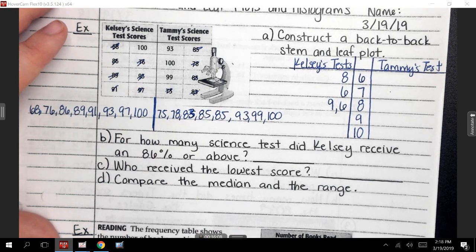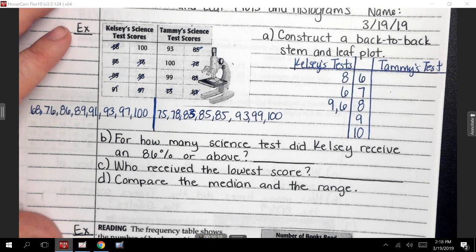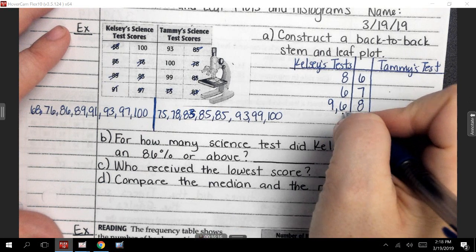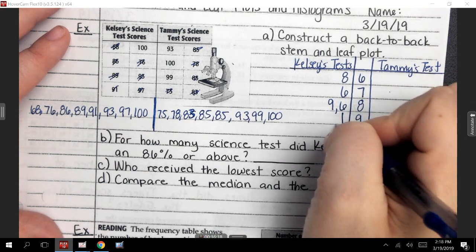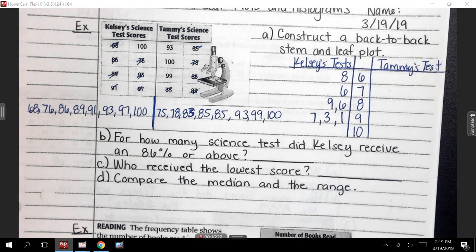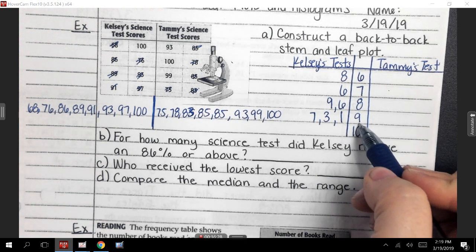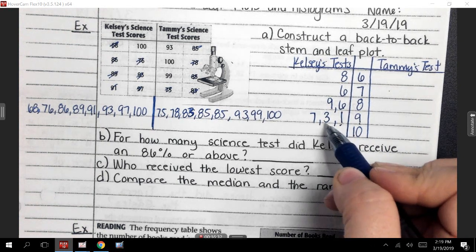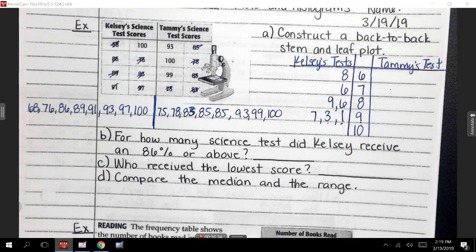Okay, what about my 9s? What leaves do I need to go with my 9s? Brandon? So the leaf, what leaf do I need? 1. Perfect. 1, then 3, then 7. And the reason I want us to be specific about the leaf is just to make sure everyone understands. I'm not putting 91, 93, 97. I already have the 9 for the 90s. I'm just putting the 1, the 3, and the 7, whatever is in the ones place. Are y'all okay with that?